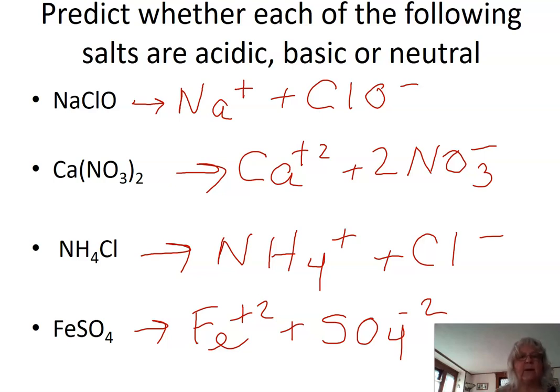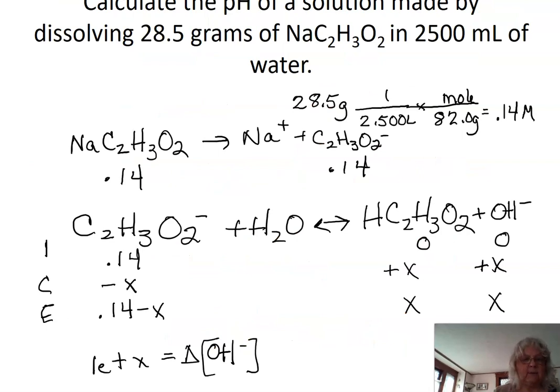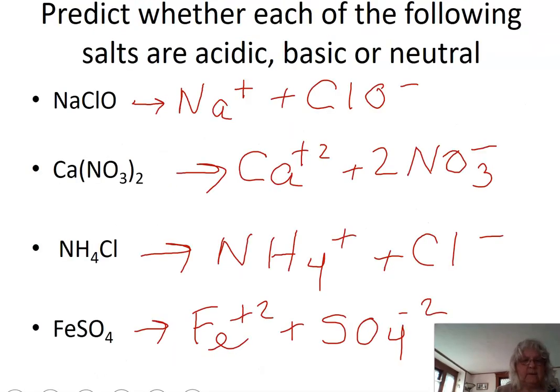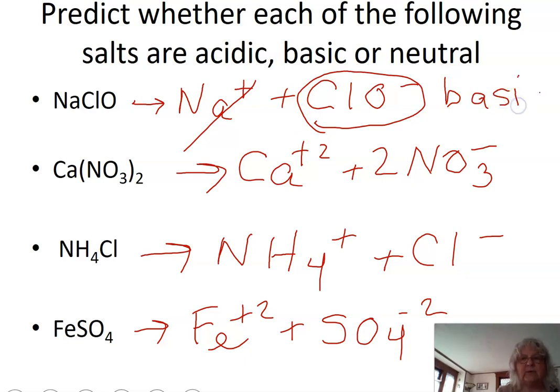All right, so the sodium ion comes from a strong base. So all the group 1 cations are from strong bases. It will not hydrolyze. But the hypochlorite ion is from a weak acid, so it will hydrolyze, and that solution will be basic. When it hydrolyzes, it'll react with water to create a basic solution.